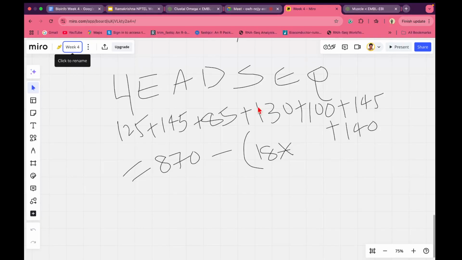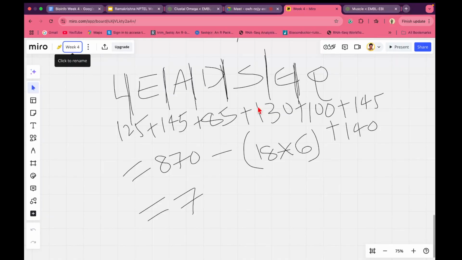So peptide bond between L and D, peptide bond between E and A, peptide bond between A and D, peptide bond between D and S, peptide bond between S and D, and peptide bond between E and Q. So we have 6 peptide bonds. So this will give 762.